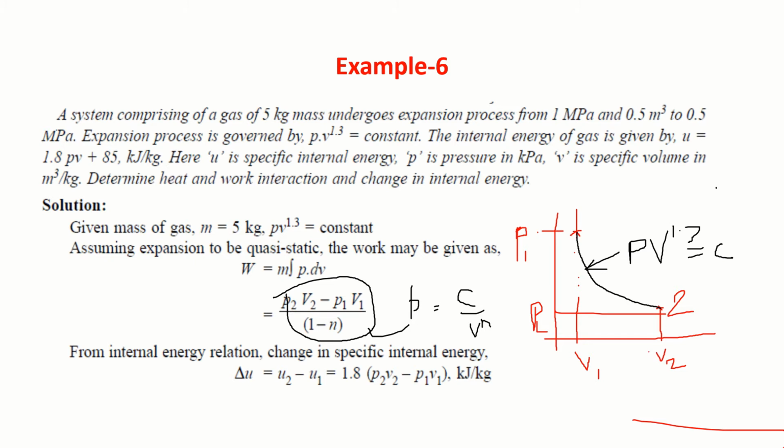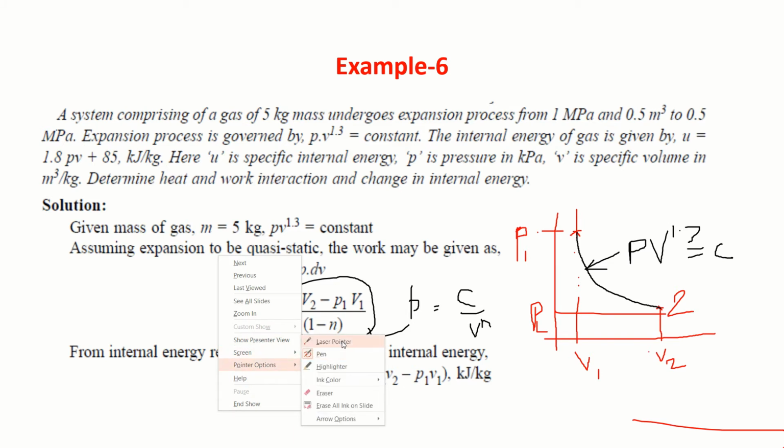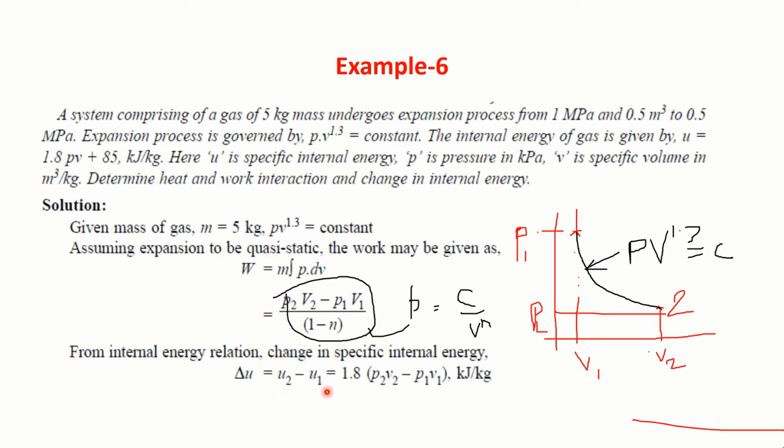Now, change in internal energy, that is U2 minus U1. If I put U2 here, this will become 1.8 P2 V2 plus 85. U1 here 1.8 P1 V1 plus 85. Then if I subtract one from the other, I will be getting this. Okay. If I multiply this with mass, then P2 capital V2, P1 capital V1 you get.